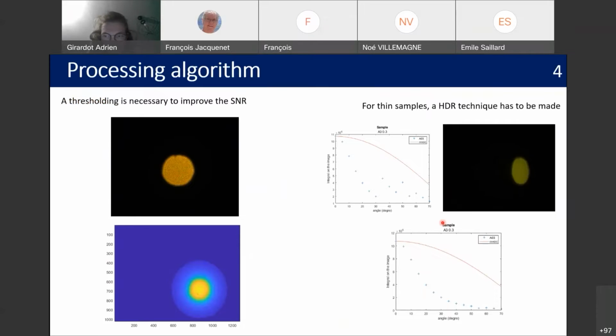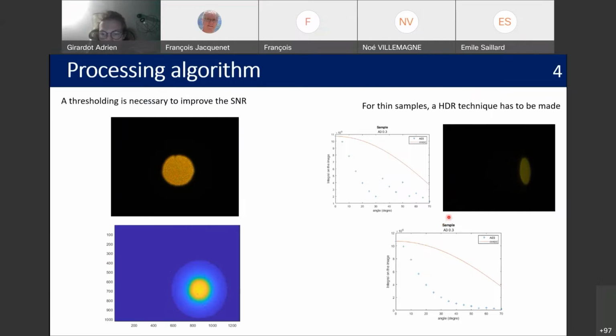Okay, so after recording our data like this, we have to make some data processing to improve the signal over noise ratio of our measurements. The first thing that we did was a thresholding to get rid of a part of the noise. And then, because the light wasn't scattered enough by the thin sample, we have to increase the exposure time with the angle of observation to be able to record a signal.